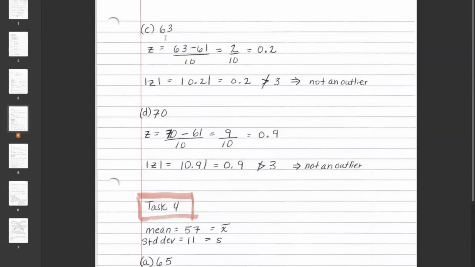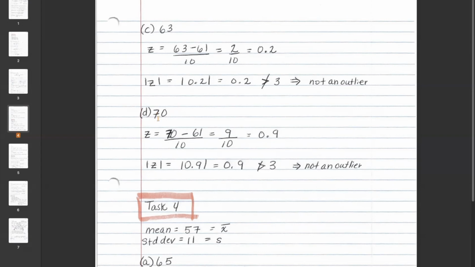Next, we want to calculate the z-score for 63. So 63 minus the mean, 61, divided by 10, the standard deviation, is 2 divided by 10, which is 0.2. Then you take the absolute value, which was already positive, so that's positive 0.2, and that's not greater than 3. So we do not have an outlier. 63 is not an outlier.